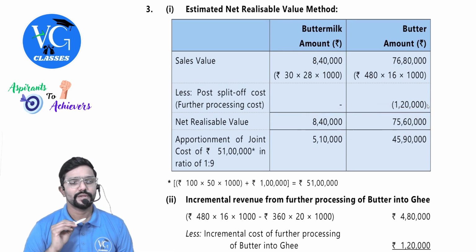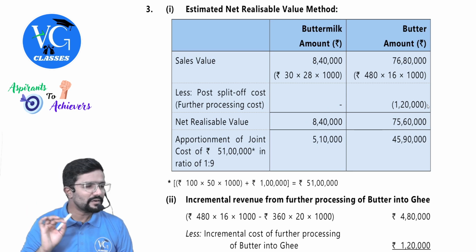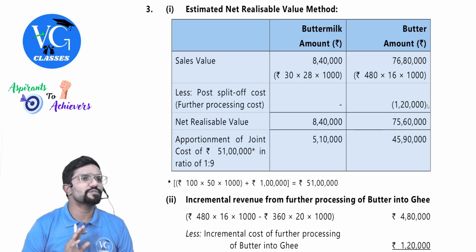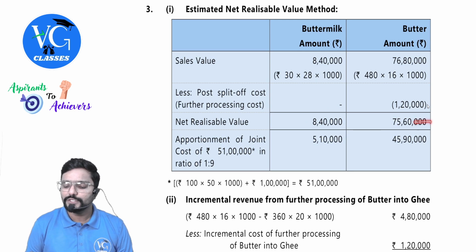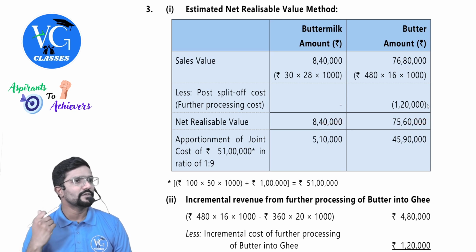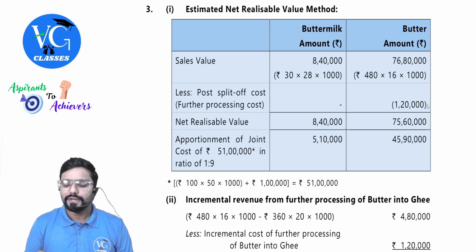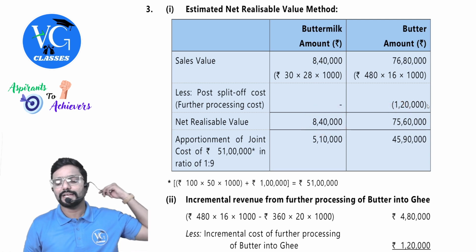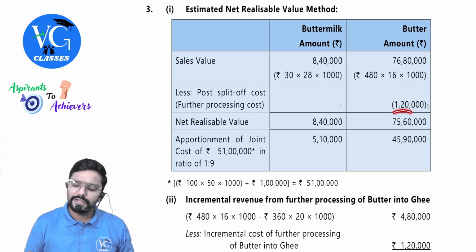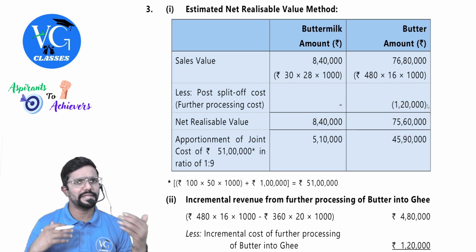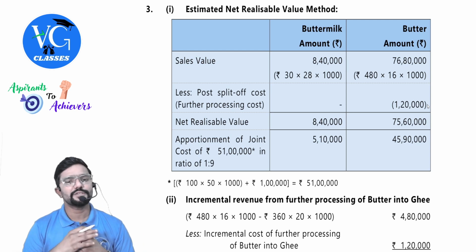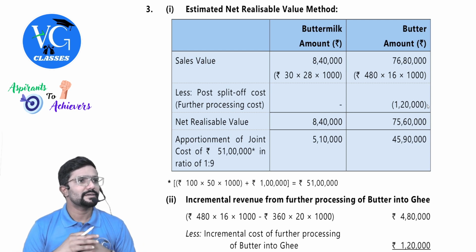Use this as a ratio. Apportionment of joint cost of 51 lakh in the ratio of what? 1:9. How did you get to know 1:9? Guys, you need not simplify so much, so that you do not waste too much time. You can simply remove the zeros, 4 zeros and 4 zeros. To simplify in the shortest way, simply divide 8 lakh 40 by 75 lakh 60,000, or 75 lakh 60,000 by 8 lakh 40. Do it either way and you will know the ratio. Is that clear? So 1:9.